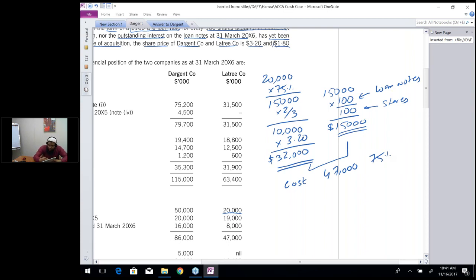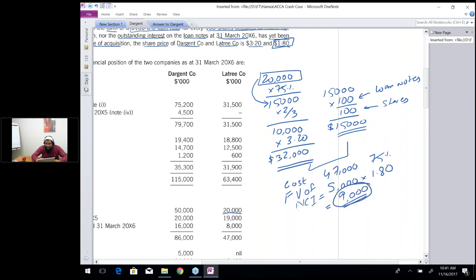But the question is, why is the question giving us the subsidiary's share price? That is because to calculate fair value of NCI. So if we see, out of 20,000 we have acquired 15,000. So remaining 5,000 belongs to the NCI and the share price is 1.8. So that would become a total of $9,000, which will become the fair value of the NCI.